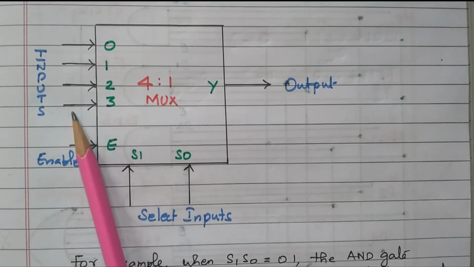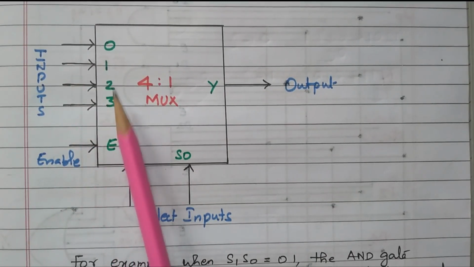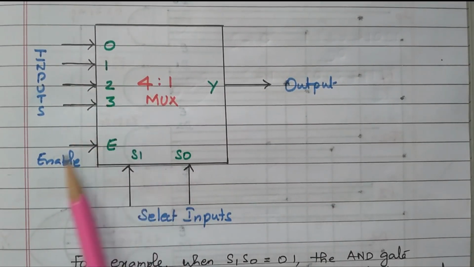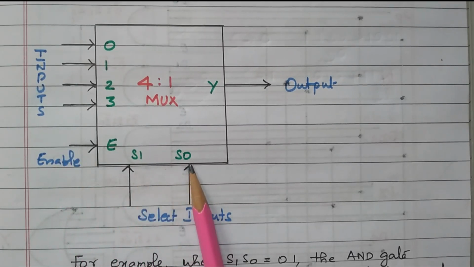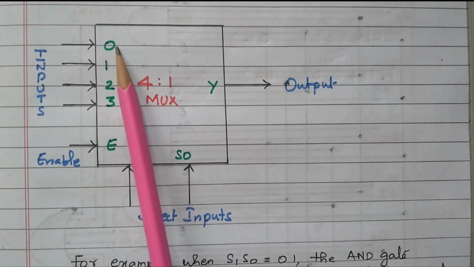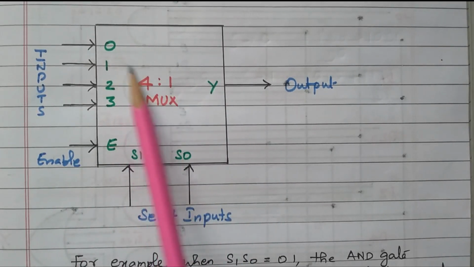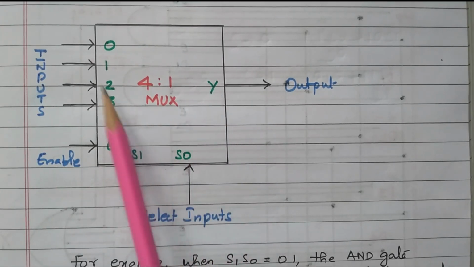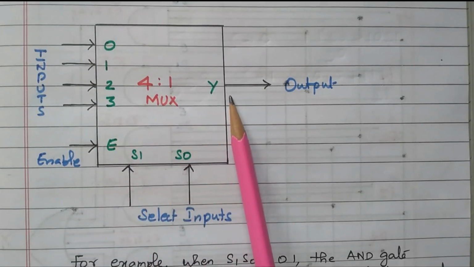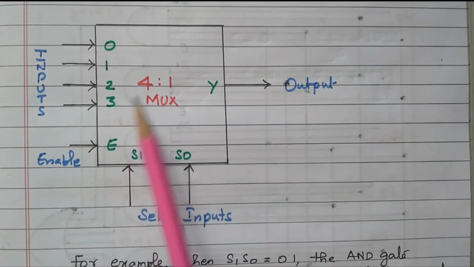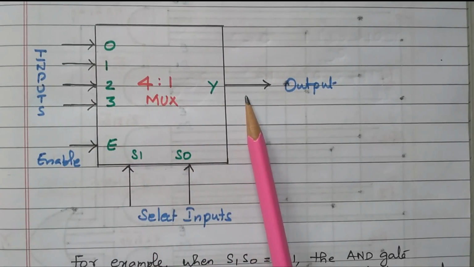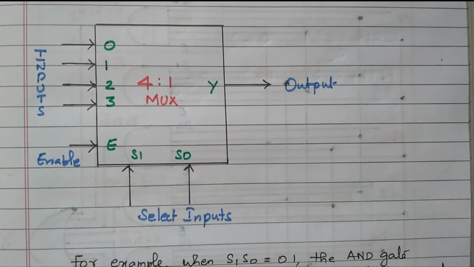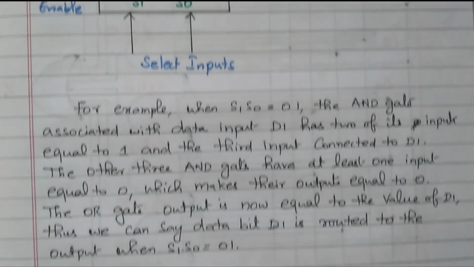There are 4 inputs available: D0, D1, D2, D3, one enable input and 2 selection lines S1 and S0. So based on the selection line, either D0 or D1 or D2 or D3 is available at the output. Out of 4 inputs, only one is available at the output, and that is decided by the selection line. So the description is available.